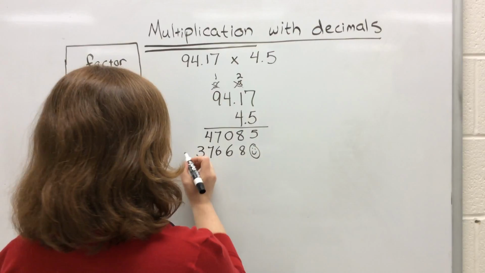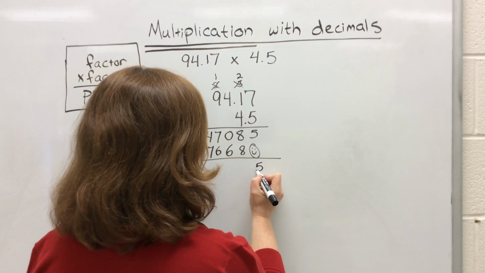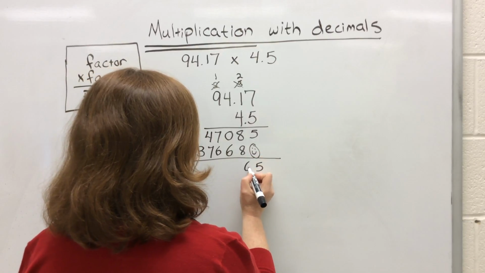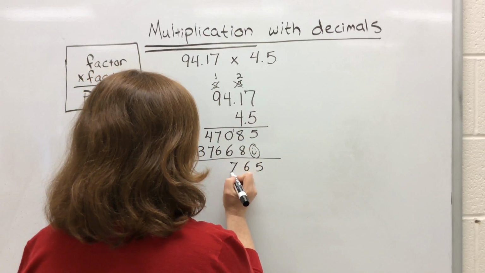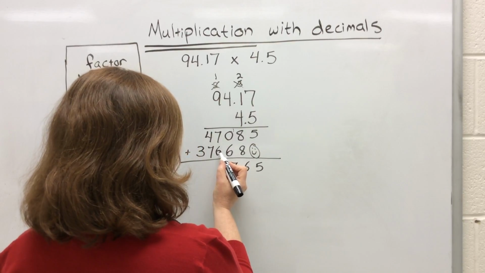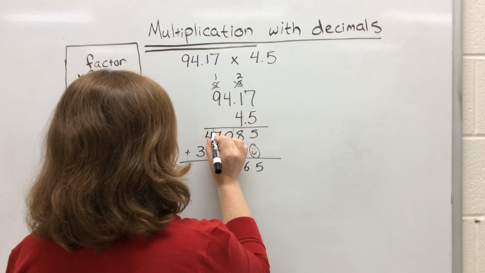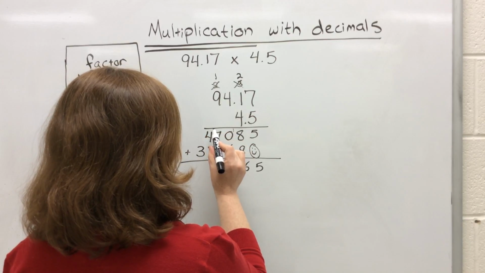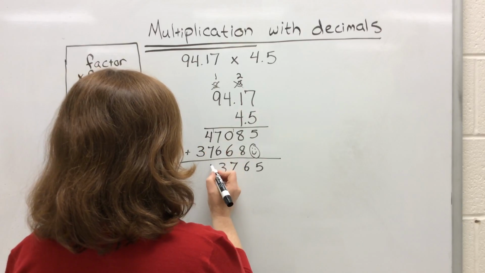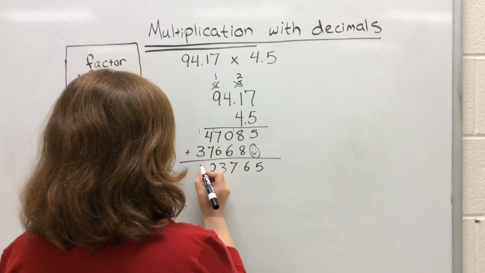Now I need to add those up to get my product. 5 plus 0 is 5. 8 plus 8 is 16. Carry my 1. 6 plus 1 more is 7. 6 plus 7 is 13. Carry my 1. 7 plus 1 is 8. Plus 4 more is 12. Carry my 1. And 3 plus 1 is 4.